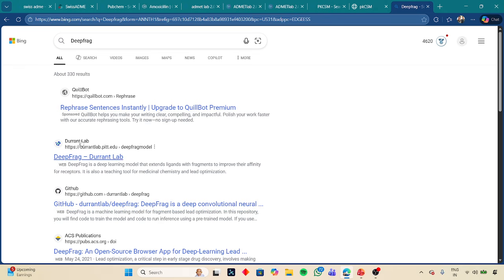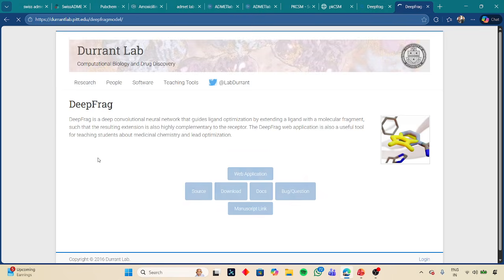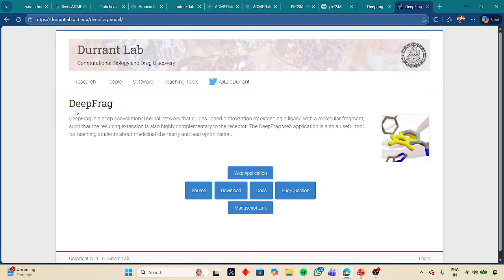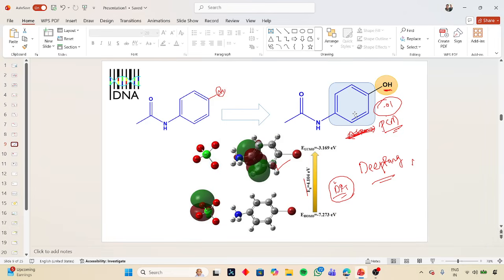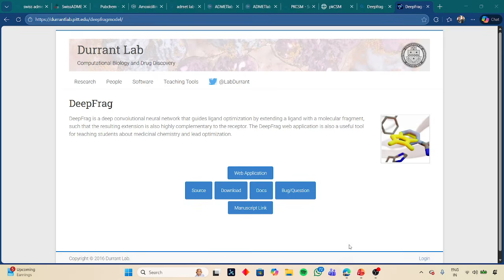So this is developed by the Durrant Lab, DeepFrag. DeepFrag is a deep convolutional neural network that guides ligand optimization by extending a ligand molecule fragment. Here in this section, you can see that this benzene ring is a fragment. So we can select one fragment of the drug molecule, and we can see what changes might be possible to get a result. Okay, so let's go.